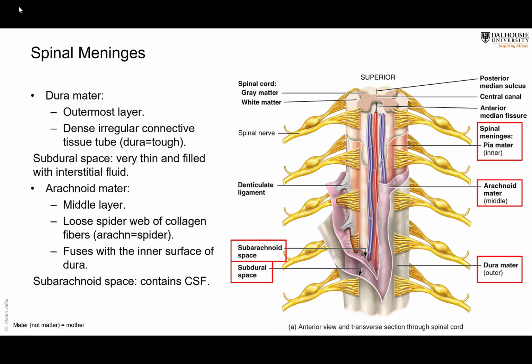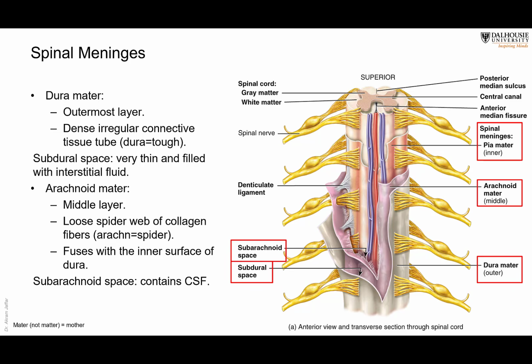It's the outermost layer. It consists of tough, dense, irregular connective tissue. And then there's a very thin space, almost negligible, between it and the arachnoid. The arachnoid is this pinkish one, the arachnoid mater. It is directly applied to it. There's only a very thin layer of interstitial fluid in between them, and they are fused together.